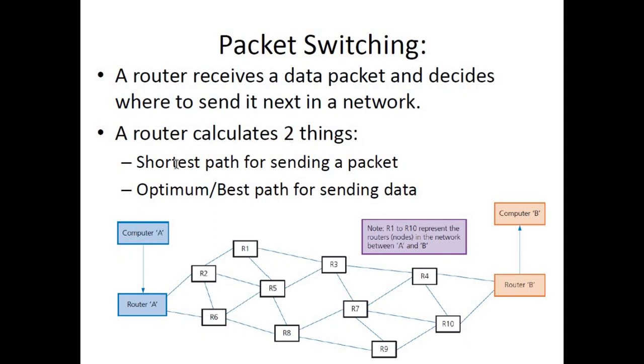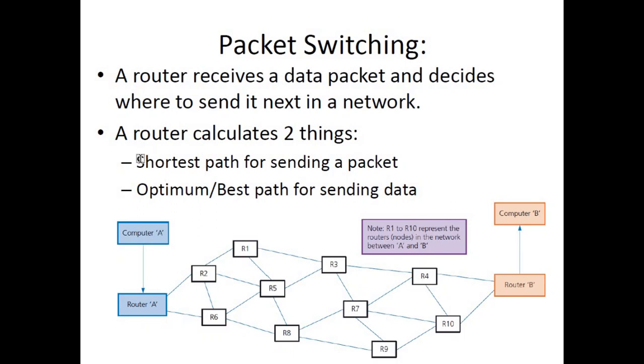A router calculates two things: the shortest path for sending a data packet. For example, if we have to send a message from A to B, what can be the shortest path? 1, 2, 3, 4, 5. This has to go through 5 routers, and if we go like this, 1, 2, 3, 4, that means this can be the shortest path. So these calculations are made by a router, that from which router should I send the packet. Each packet is assessed. For example, the router can also send it like this: 1, 2, 3, 4, 5, 6, 7, 8. The router can also send it like this, but this would mean that there would be 8 routers, or this would be a very long path.